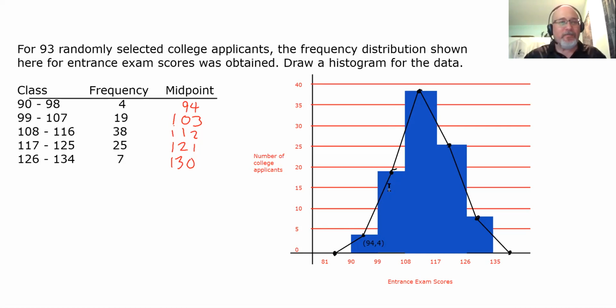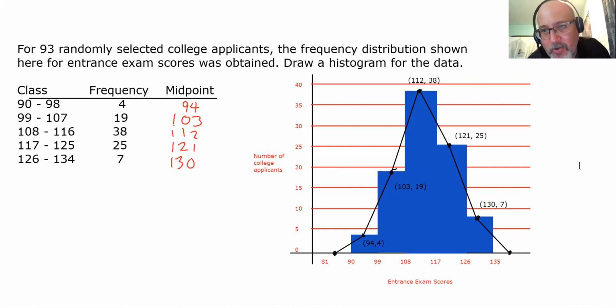For the next point on the polygon, the midpoint is 103 and the frequency is 19. For the one at the top, the midpoint is 112. The frequency is 38. For the one right here, the midpoint is 121 and the frequency is 25. Just like we were plotting points in an algebra class, not really that difficult. And for the last class, the midpoint is 130 and the frequency is 7.